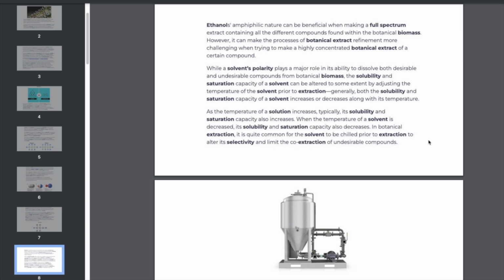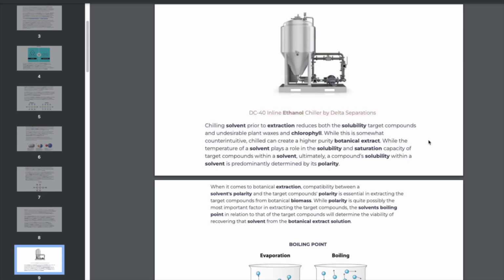However, focusing on cannabis extraction, what is the one thing that we don't want in our oil? Well, essentially anything that is not a cannabinoid, right? We want full purity cannabinoids, the closer to 90 plus percent as possible. This is where we make our temperature selection, our solvent selection, and so on and so forth, depending on the desired final outcome. Chilling solvent prior to extraction reduces both the solubility of target compounds and of undesirable plant waxes and chlorophyll. While this is somewhat counterintuitive, chilled solvent can create a higher purity botanical extract.